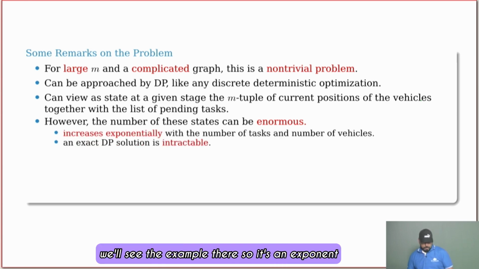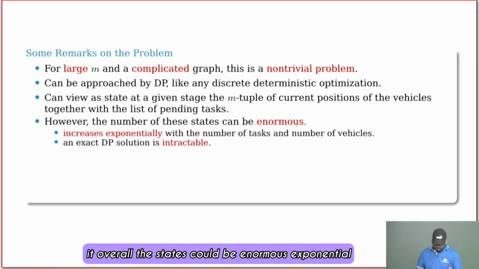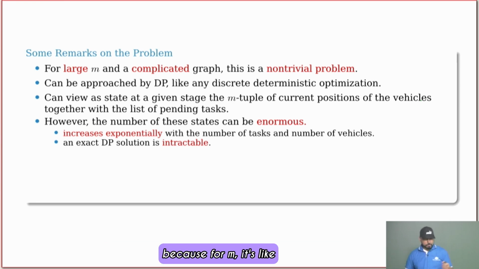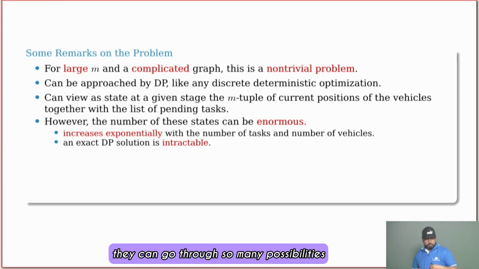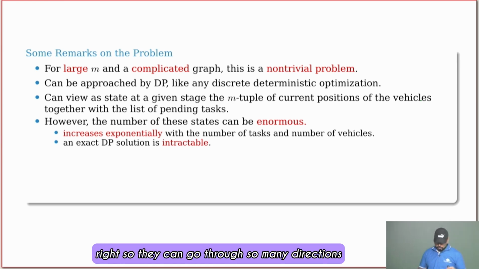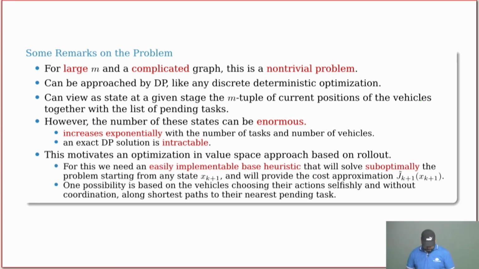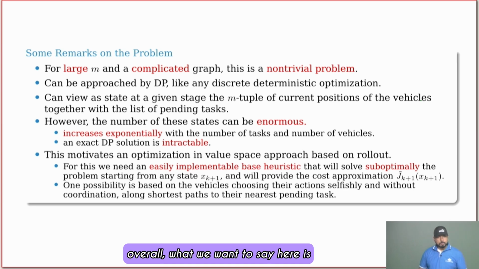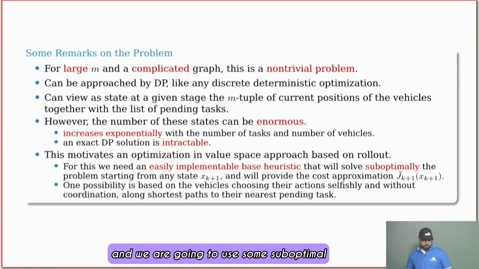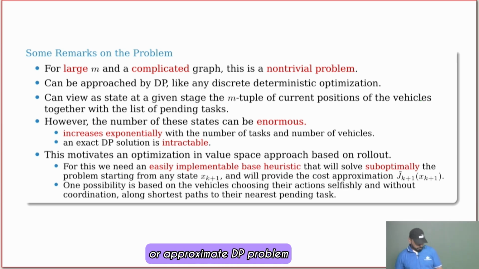Overall, the states could be enormous, exponential, because for m vehicles they can go through so many possibilities, right? They can go through so many directions. So in that way, it's exponential. So overall, what we want to say here is that the routing problem is complex, and we are going to use some suboptimal or approximate DP approach.